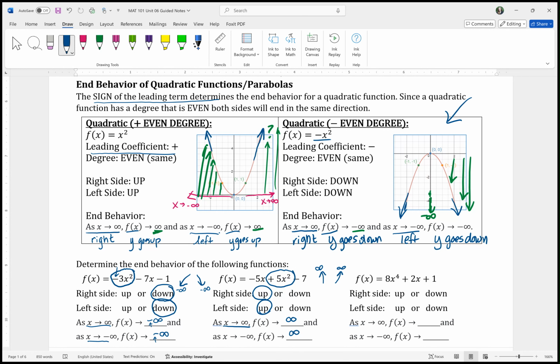So looking at this one, our leading term is what we're finding first. That is positive 8x to the fourth. Again, we don't care about the 8. We're just looking at the positive and the 4. So positive means it's going up on both sides, and it's doing the same thing because it's an even degree. And so that means the right side goes up and the left side goes up, and that means both of our y values are going to infinity. Okay, so later in the course, we will add on odd degree, but this is the pattern for end behavior for every even degree polynomial.